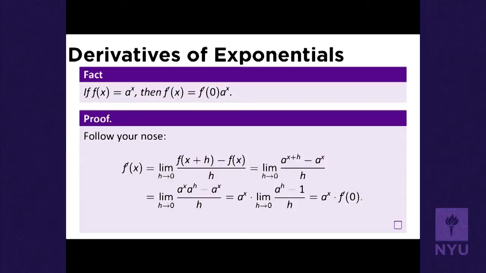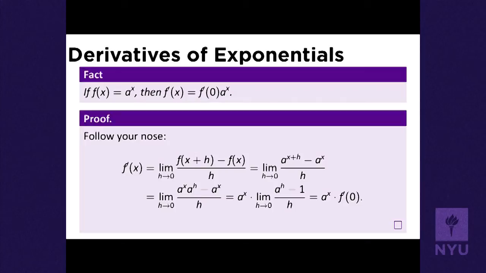Well, a to the h sounds like f of h for some number h. And what's 1 f of? Well, 1 is f of 0. So this looks like f of 0 plus h minus f of 0 divided by h. So this limit here is a derivative of the function f at one point, that is the point 0. Okay, so what have we done here? We've evaluated the derivative of the exponential function with base a.